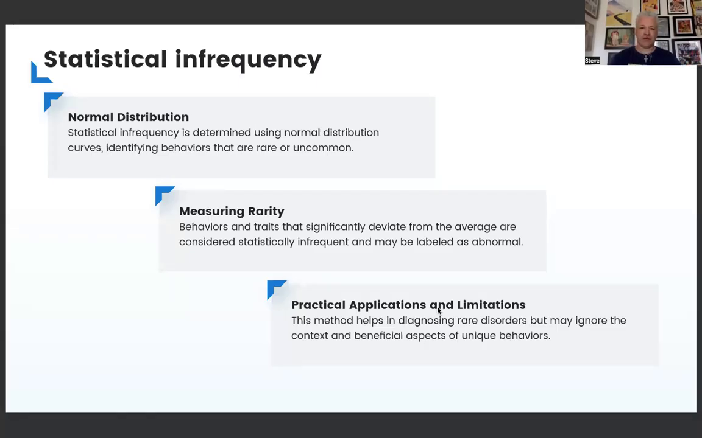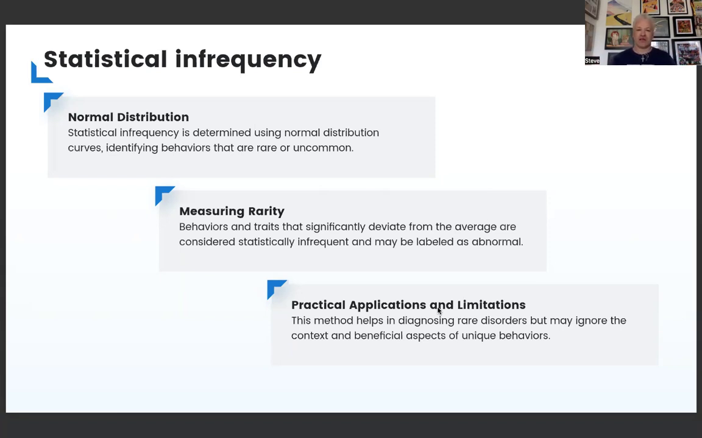Okay, so the fourth definition of abnormality is statistical infrequency. This is based on showing a normal distribution curve. If you look at a normal distribution curve, the middle section, 34% and 34%, which is one standard deviation either to the left or to the right, means that 68% of people fit within that normal range. So the extremes are where the abnormality is.